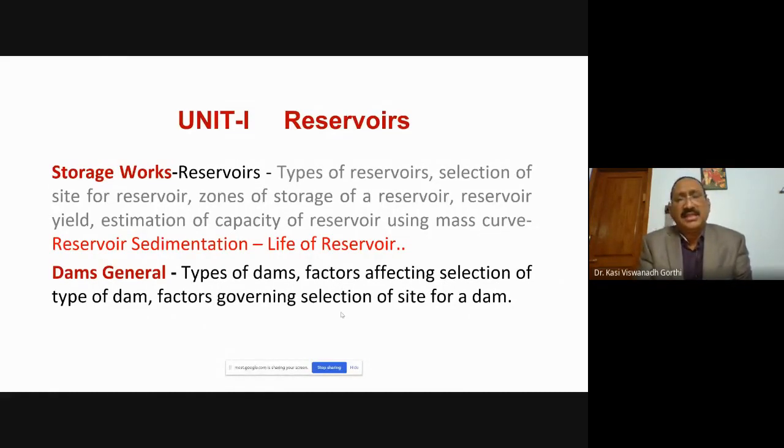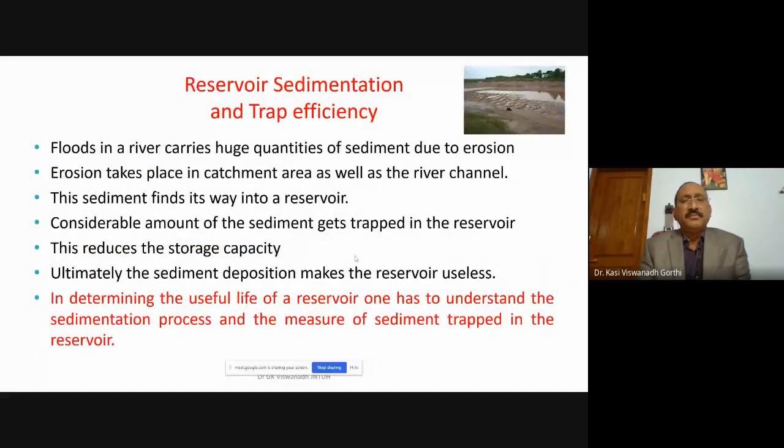Since there is a reduction in the capacity of the reservoir, at some point of time, we say that the reservoir becomes useless because all the effective volume or the capacity of the reservoir is filled with silt or clay sediment rather than water. So there is no life for the reservoir. In today's class, basically we try to look at these two aspects: the sedimentation of the reservoir and estimating the life of the reservoir. We use a word, trap efficiency.